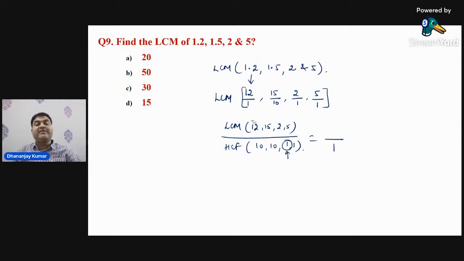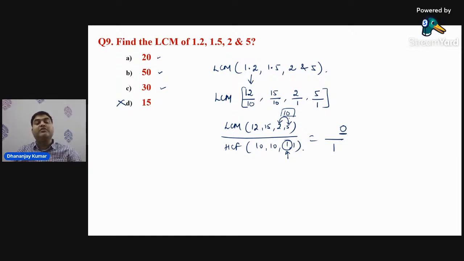One way of finding it I told was that 2 into 5 is there. So 2 into 5 is 10. So surely the LCM will end with 0. Among the options, this is 20, this is 50, this is 30. 15 cannot be the answer for sure. Now in this case, you'll have to find the LCM.